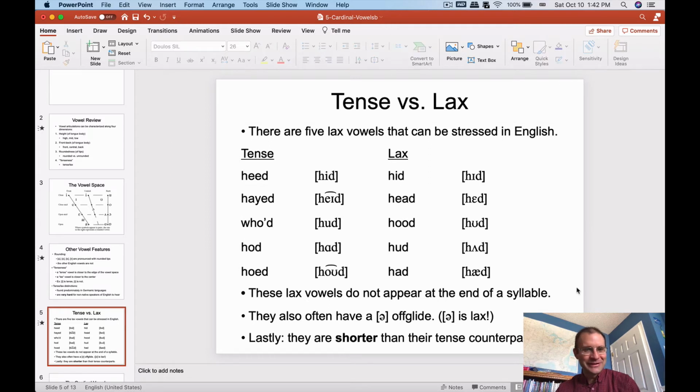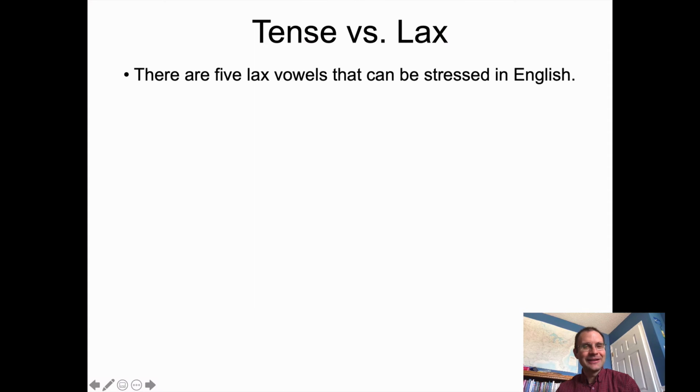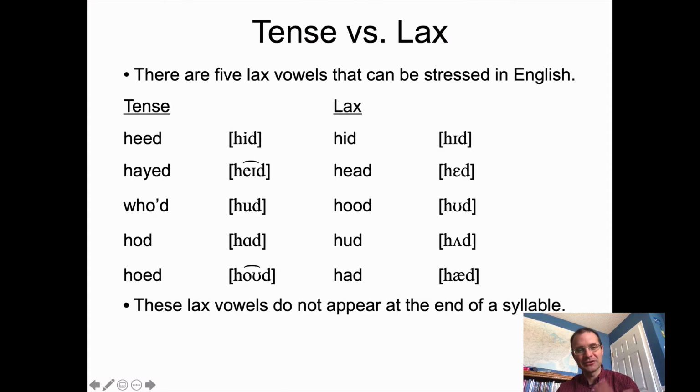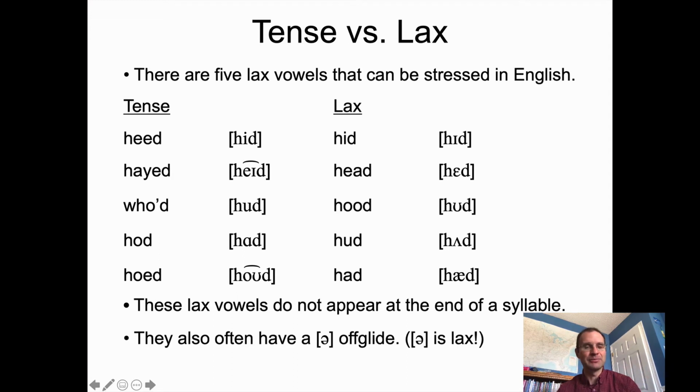There's a reason we don't say these things. They sound kind of ridiculous. But anyways, that's one distinction we can get between tense and lax. That's kind of a phonologically based distinction. It's just the way the language patterns.